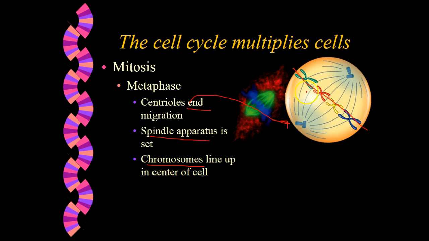Right along the equator of this cell, the chromosomes have lined up. And when you look at a cell and notice that the chromosomes have lined up in a line, it's a pretty good indication that the cell is in mitosis, specifically in metaphase of mitosis.